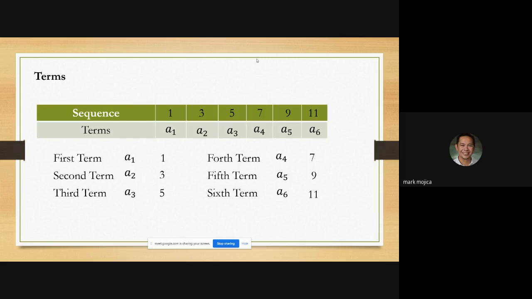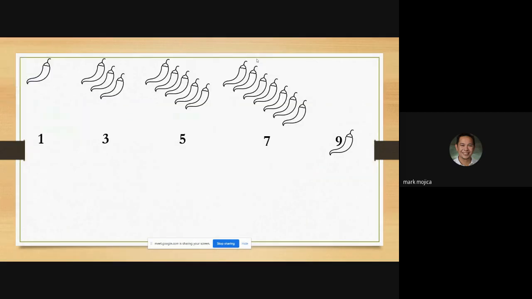Okay, so I hope you learned that one and you understand. Now, pag hindi naintindihan, balik-balikan lang po ang video na to. Okay, so let's proceed now. So going back to our visual na meron tayo dito, the sequence 1, 3, 5, 7, and 9. So let's try to analyze this sequence kung paano.